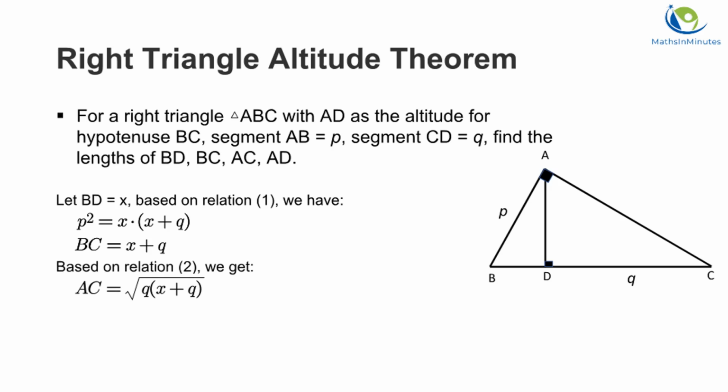Next, by applying relation 2, we can get the length of segment AC, which is equal to the square root of q times the sum of x and q. Lastly, by applying relation 3, we can get the length of segment AD, which is equal to the square root of x times q. So, by applying right triangle altitude theorem, we find all the remaining 4 segment lengths from the given 2 segment lengths.